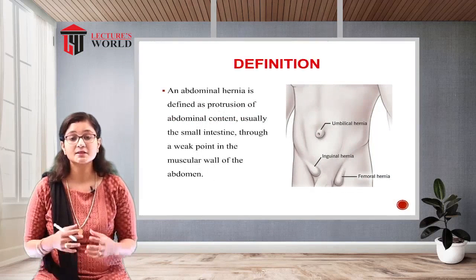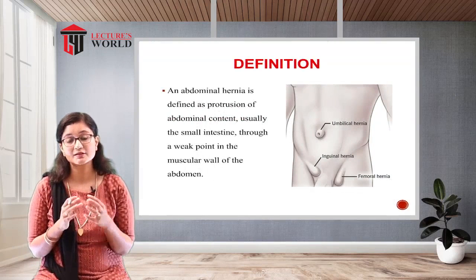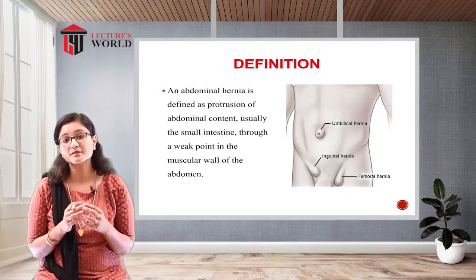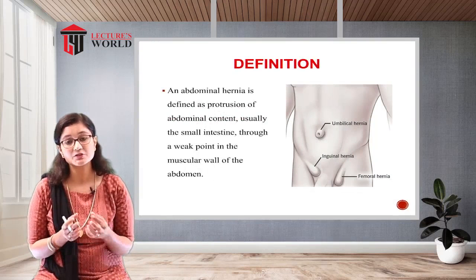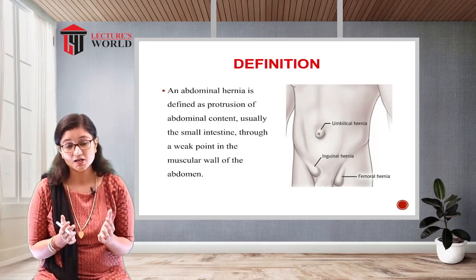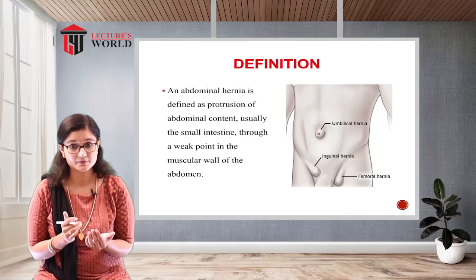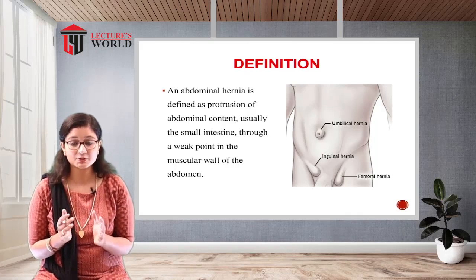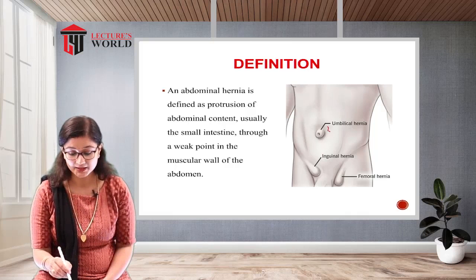Hernia is nothing but a protrusion, a push of either of the organs of the abdomen which are coming out, protruding outside or being pushed outside. It can be seen as a bulging on the abdominal surface. You can see in the picture an umbilical hernia.